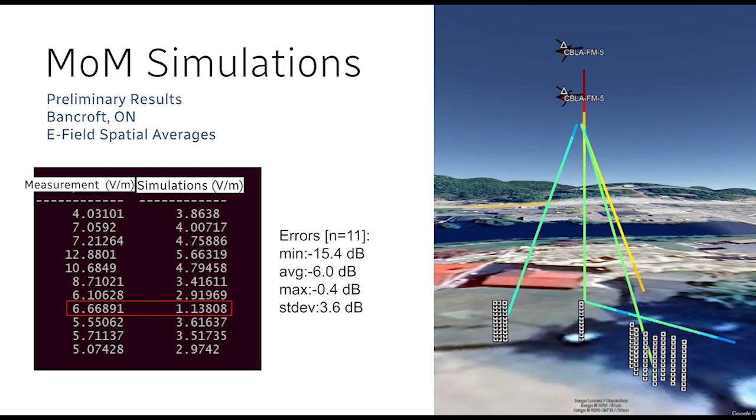So an overview of the results. On the left column, we have the measurements that we did, the spatial average with the 6-pound yellow thing that we saw in the first. And on the right side, we have the simulation results that we got.